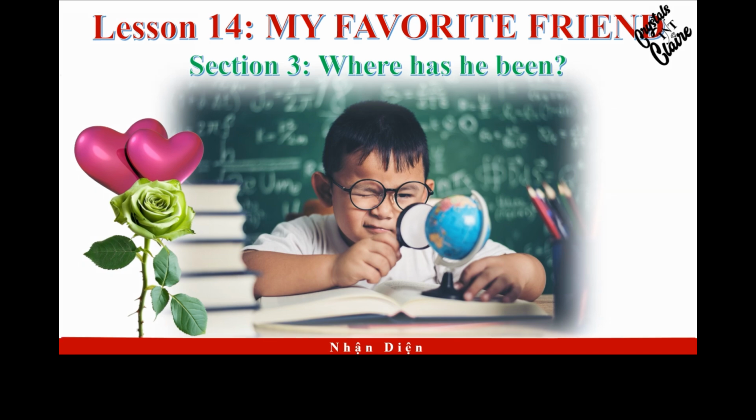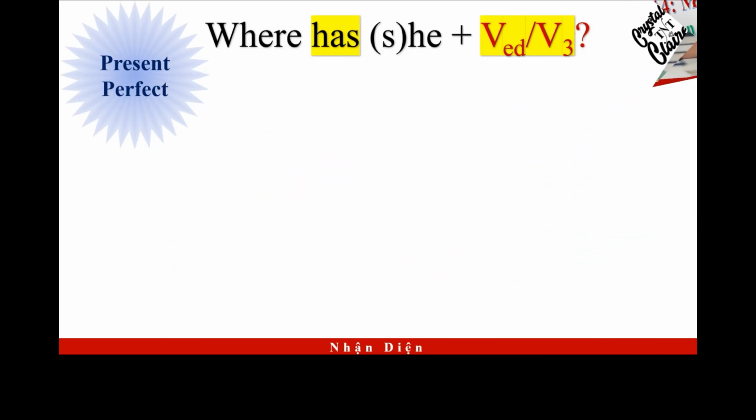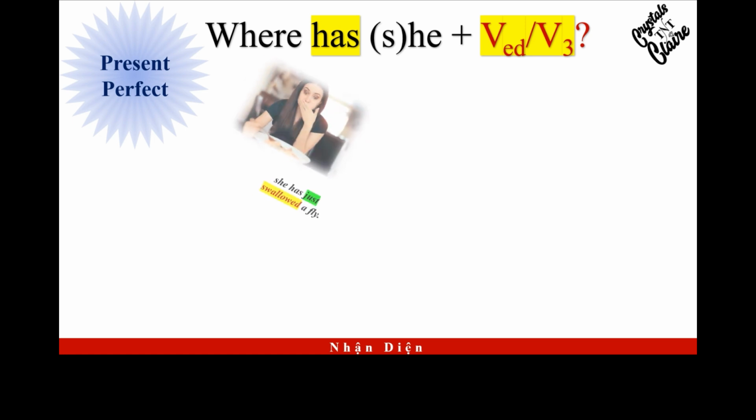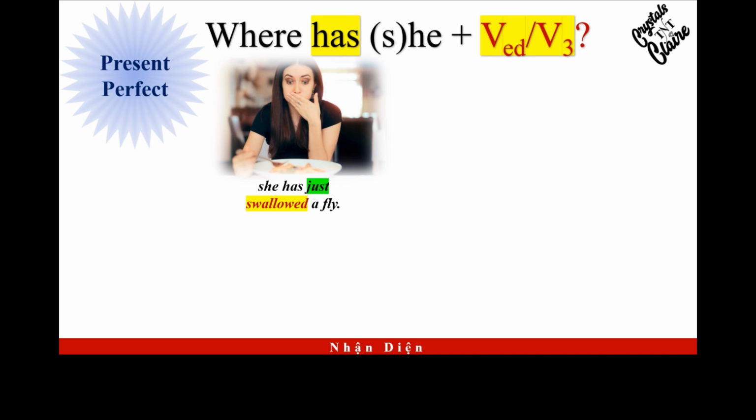Section 3. Where has he been? Where has he been? He's no longer here. Where has he been? Okay, present perfect. We use has with verb 3 or verb-ed. So present perfect. Here. Where has she?